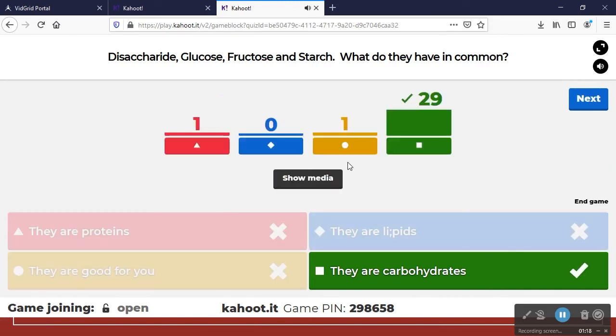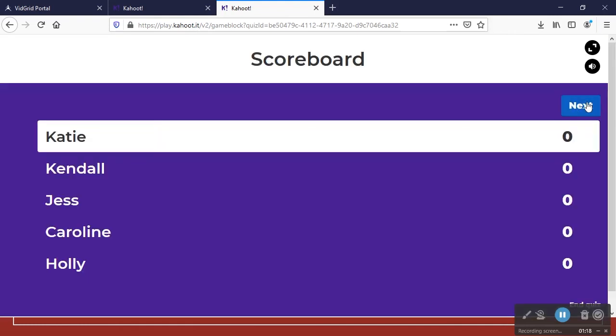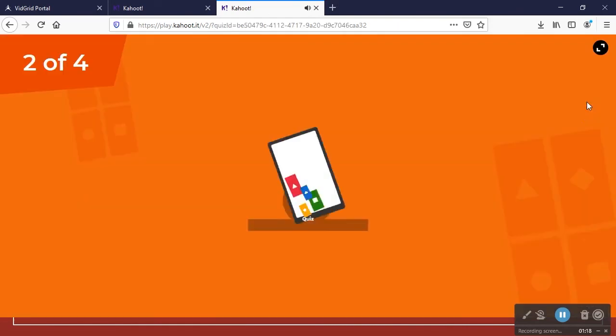Hey, very good. Yes, those are all carbohydrates, right? Disaccharide is two or more simple sugars. Glucose and fructose are both simple sugars. And then a starch is just a long branched or unbranched chain of glucose molecules. All right, boom.